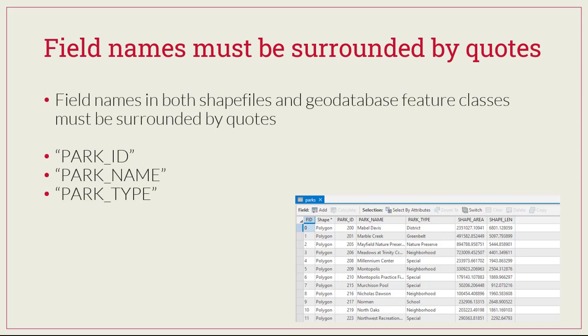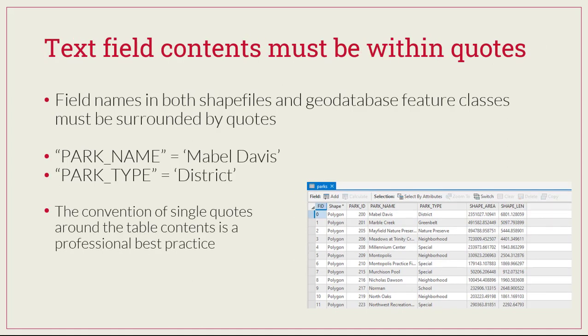So the first one here, that field names must be surrounded by quotes. Here are some of our field names in our little snippet of data. If you were to start a query that's going to look at any of these fields, be it park ID, park name, park type, it doesn't matter if the field is a numeric or a text type, all of the field names have to be surrounded by quotes. Then, if you have a text field, all of the text within that field that you're going to query for must also be within quotes because it's a text string.